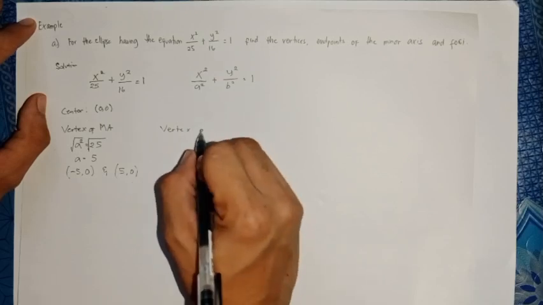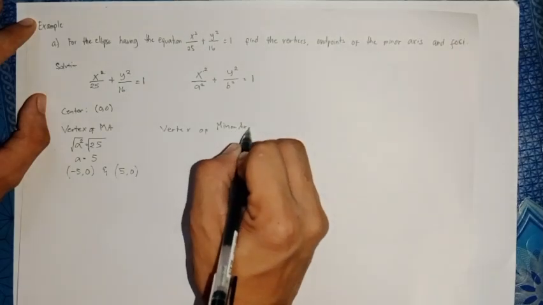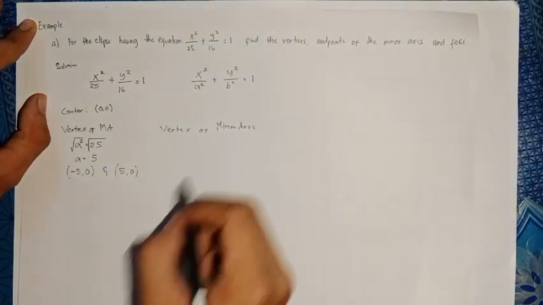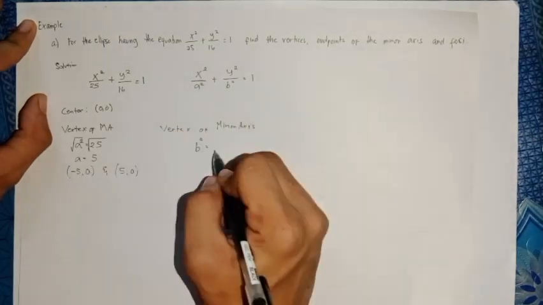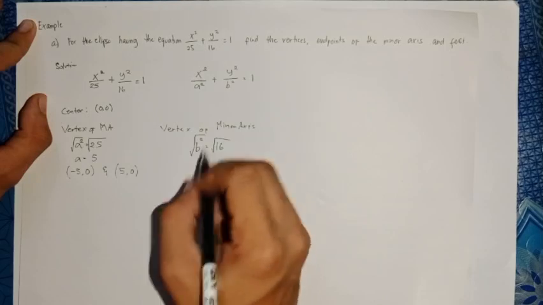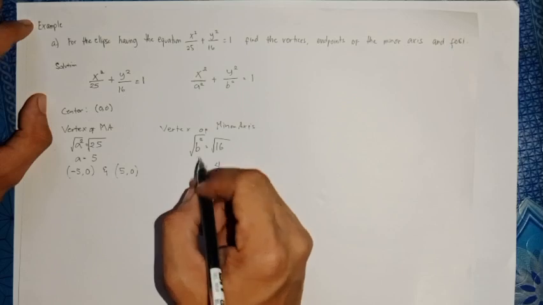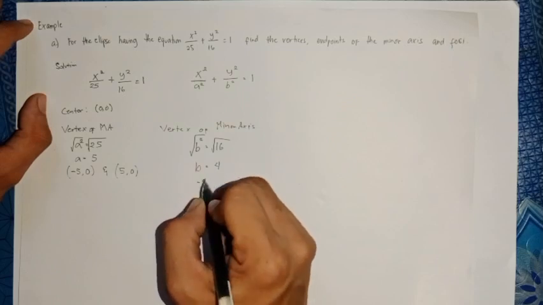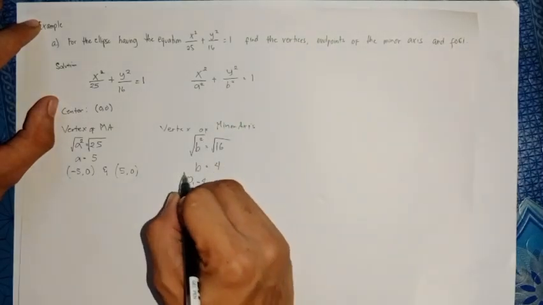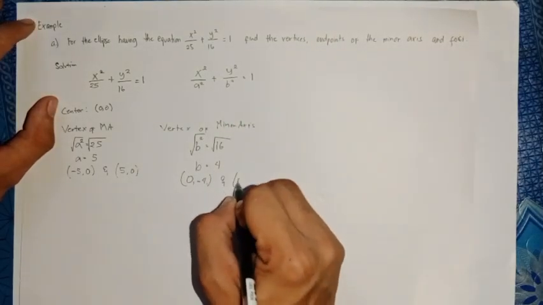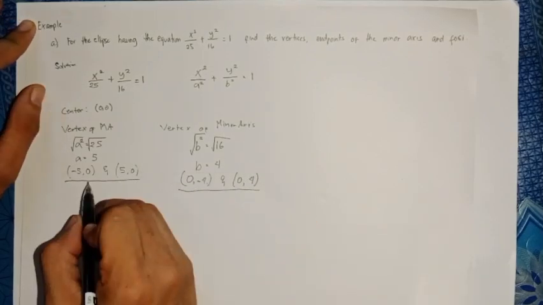Next, our vertices of the minor axis. Now, our minor axis is denoted as b, right? So b squared is equal to 16. Therefore, take the square root to find b. b is equal to square root of 16, we have 4. Since the minor axis is at the y-axis, our vertices are (0, -4) and (0, 4). These are our vertices of the minor axis and vertices of the major axis.